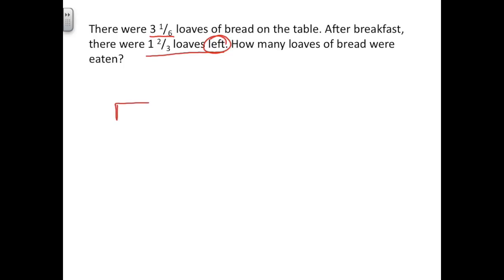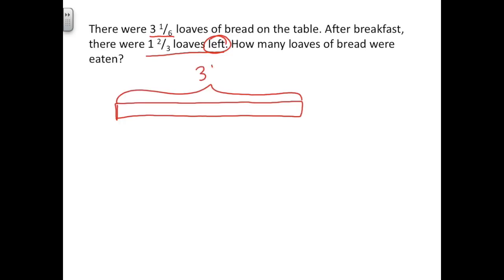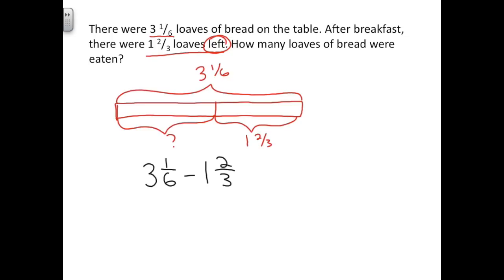If I were to show this as a bar model, I would have a whole bar, and I would show that the total is 3 1/6. 1 2/3 loaves are left, so I know that 1 2/3 are left, and I'm trying to find the missing part. We always find the missing part through subtraction, so we would want to set this up as a subtraction problem. 3 1/6 minus 1 2/3. Now I'm going to begin by subtracting my whole numbers. 3 minus 1 is 2, and I'm going to rewrite the problem.